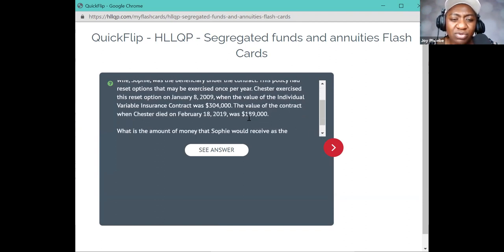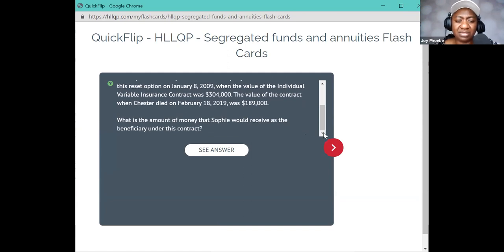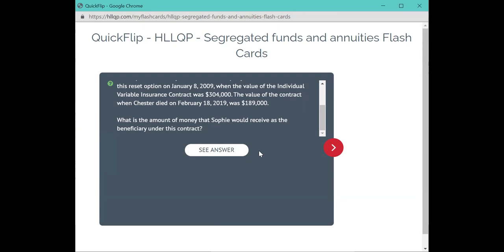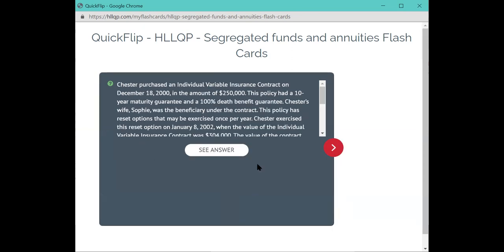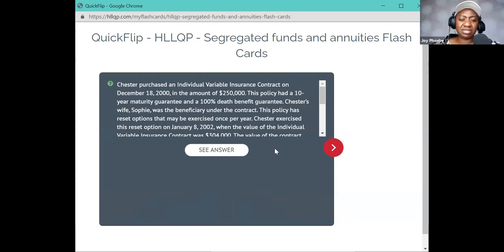So now they are going to ask you, in 2019, this value was 189,000. What is the amount of money that Sophie will receive? 304,000, yes. Done. There you go. All that story is just to confuse you if you don't know what you are doing. So they are just explaining the answer here.